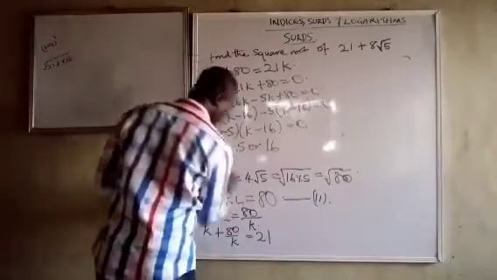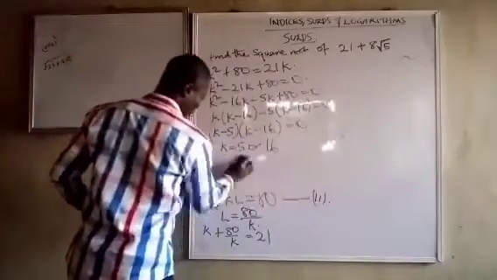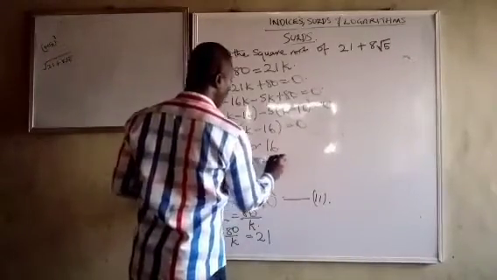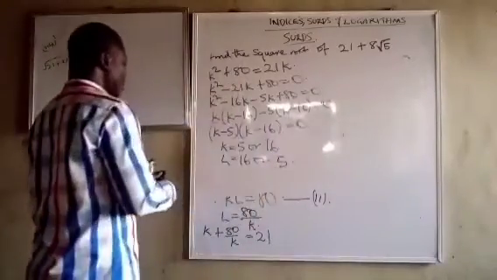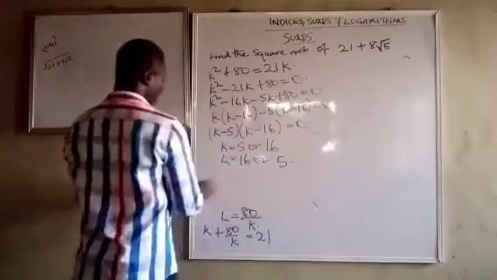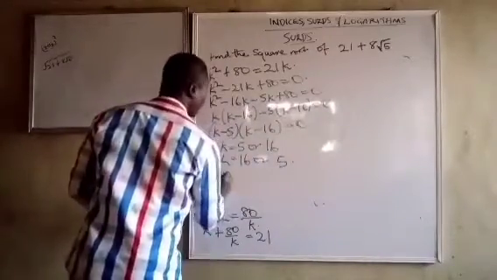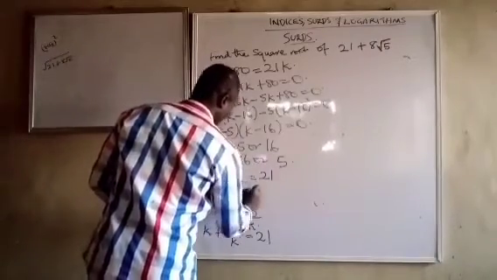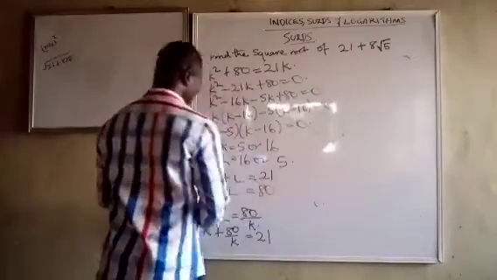And if we substitute back into this place, we realize that L is equal to 16 or 5. Now let's look at it from another angle. We realize that K plus L is equal to 21. KL is equal to 80.